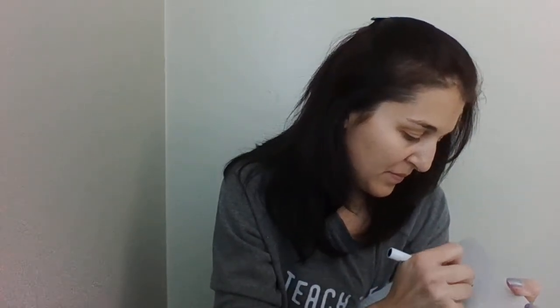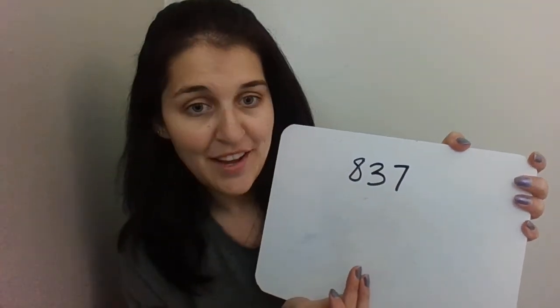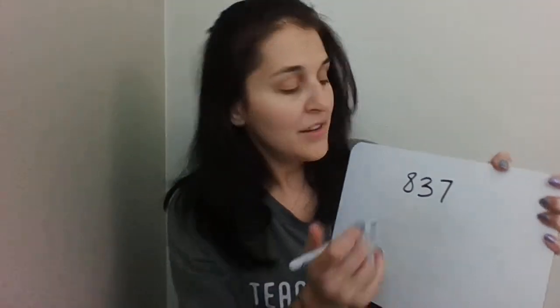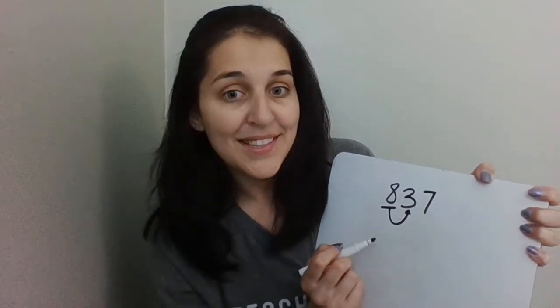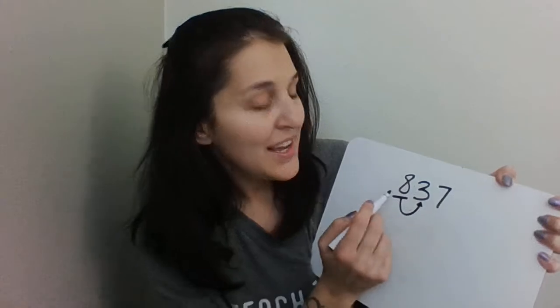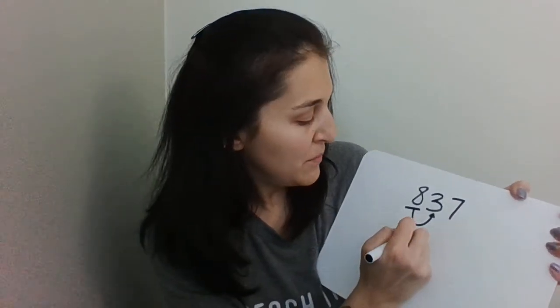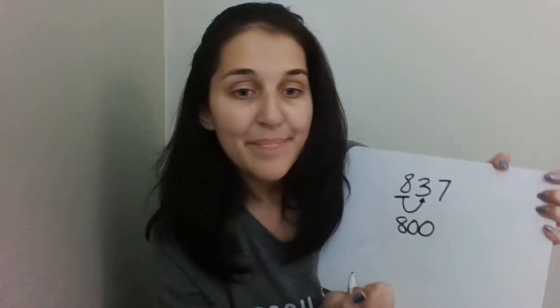Let's do one more. 837. Round to the nearest 100. First, I'm going to underline the 100. Then I'm going to look next door. 3 is 4 or less, so I'm going to let it rest. 837 rounds to 800.